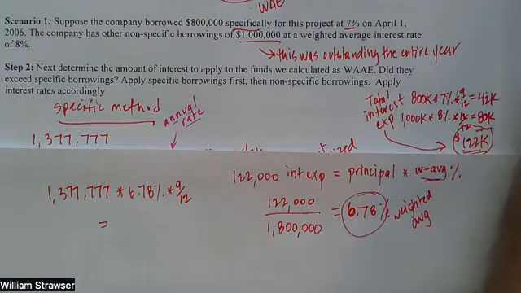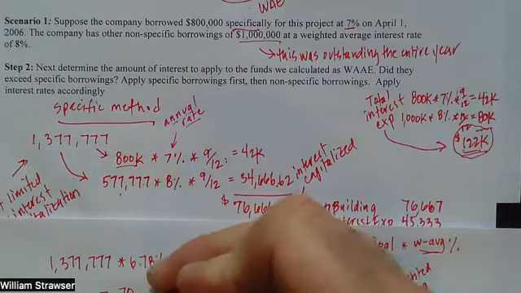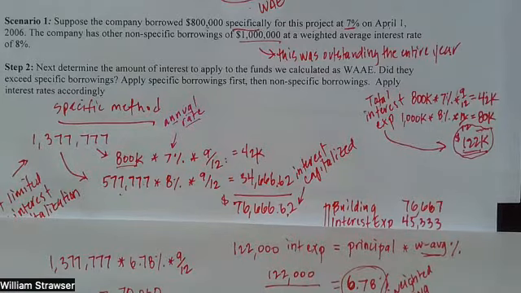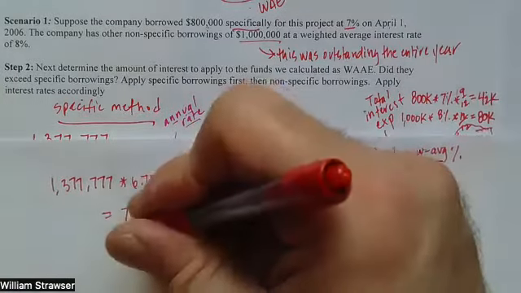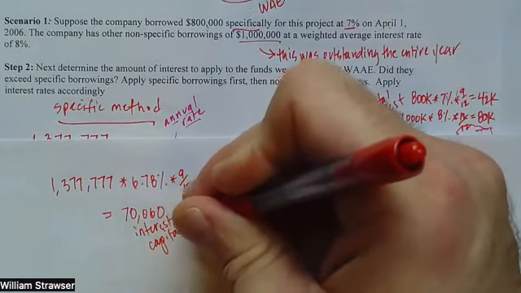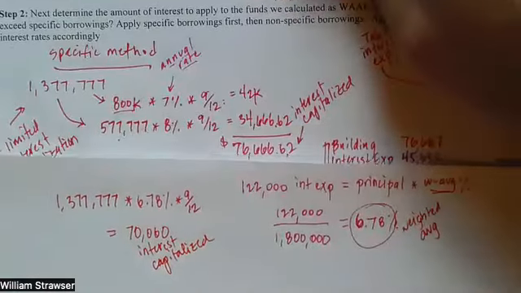do the math behind that interest calculation, 1,377,777 times 0.0678 times 9 divided by 12 gives me a slightly different amount of interest to capitalize. In this case, I get $70,060. It was 96 cents, but I rounded it to 60. That would be the amount of interest capitalized using the weighted average method. But companies can choose either one, specific or weighted average.